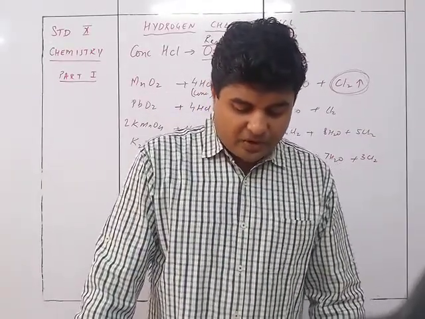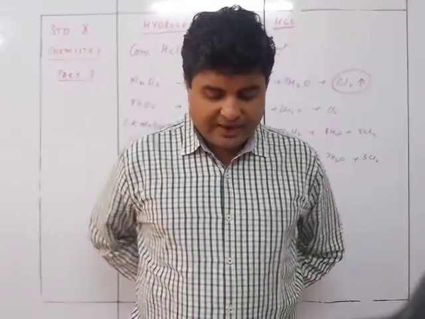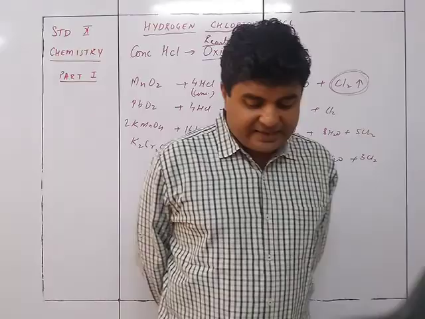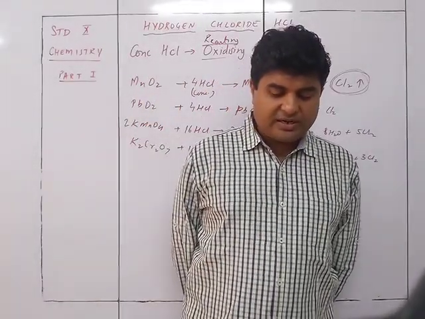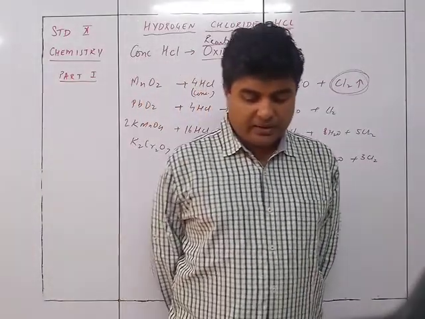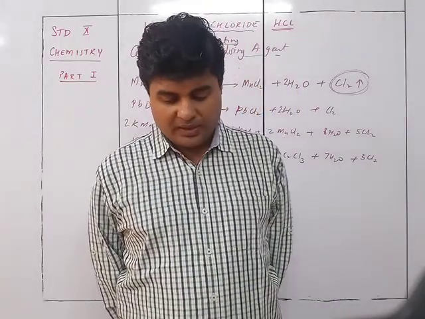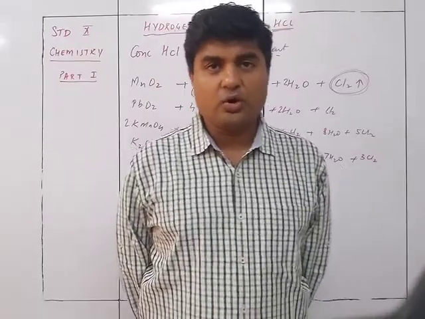The white precipitate of silver chloride, AgCl, is soluble in excess of NH4OH and insoluble in dilute HNO3 and cold water. AgCl plus 2NH4OH gives you Ag(NH3)2Cl plus 2H2O. So this diamine silver chloride is given out when AgCl reacts with NH4OH. Just for your extra knowledge.